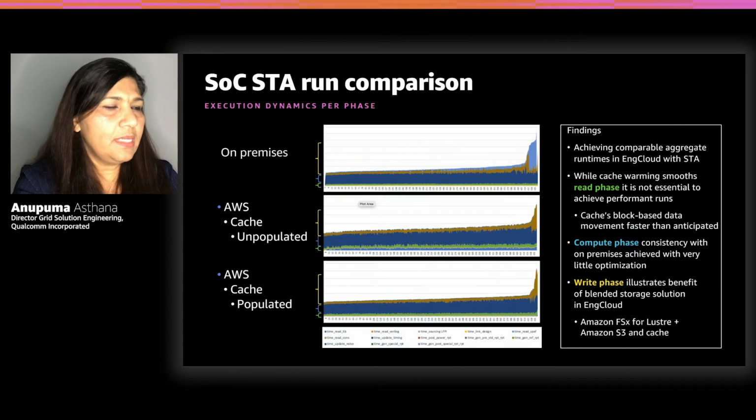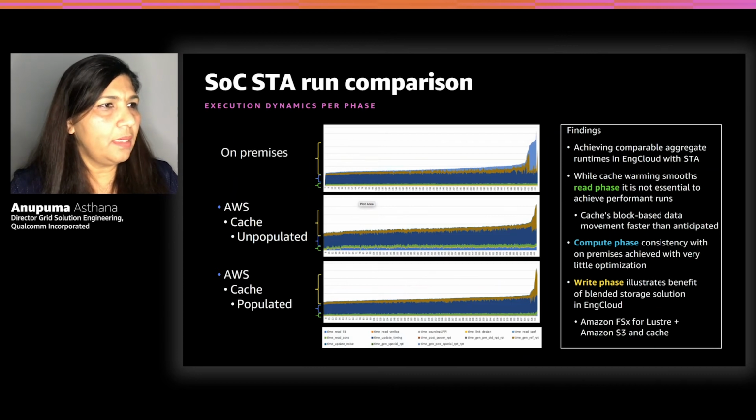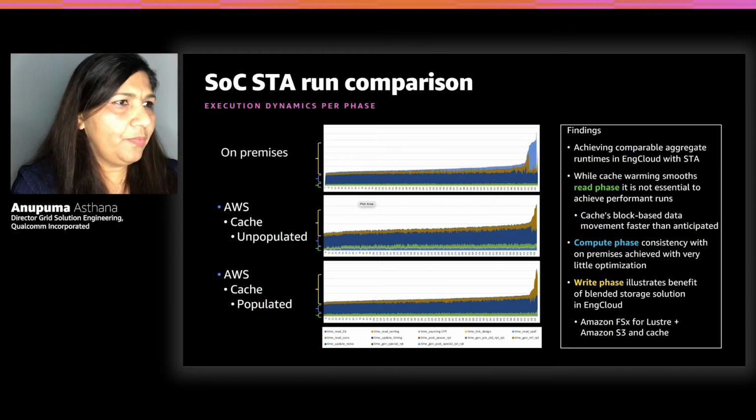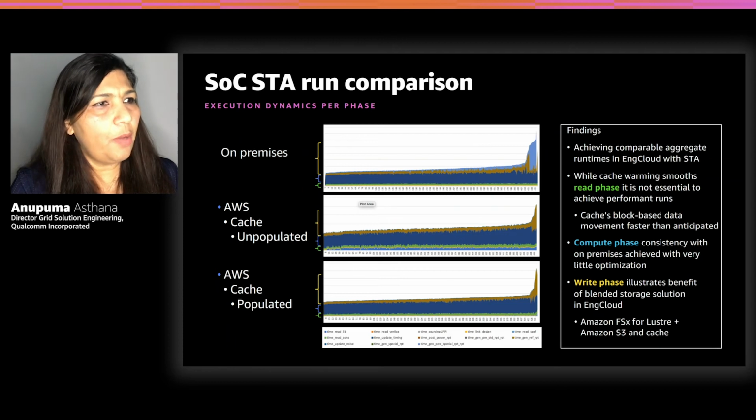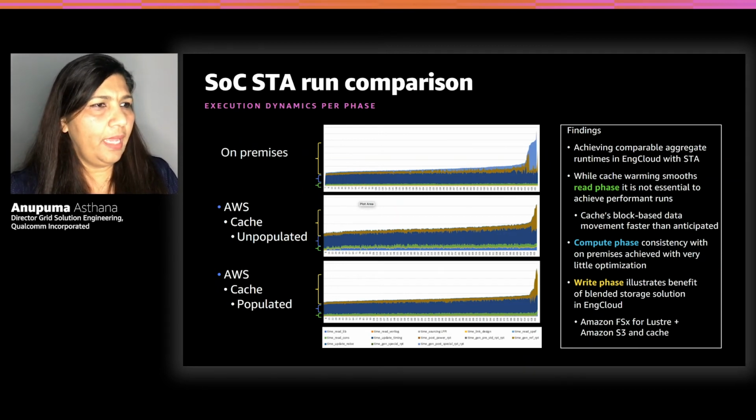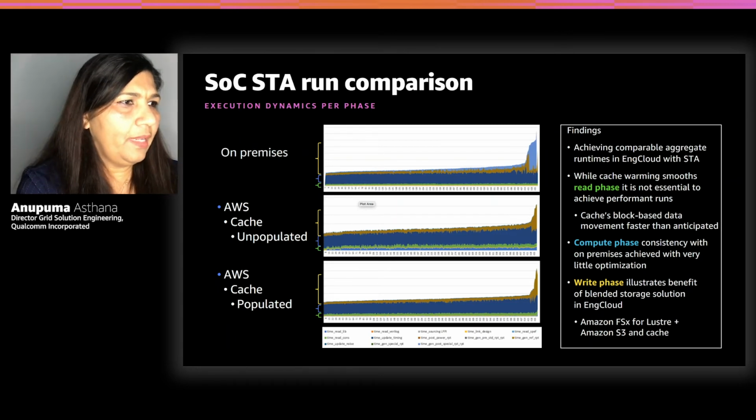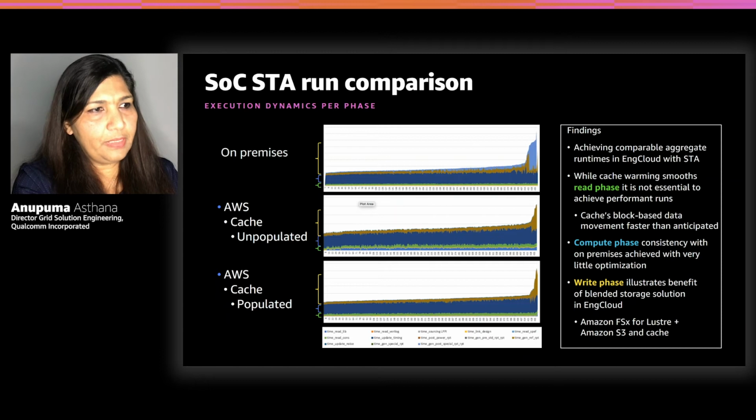The results are shown as comparative runs on the screen. If you look at the on-prem, the runtimes are in aggregate comparable to what you see on-prem. Also, when we were initially populating the cache, we did not see a major impact from cache read operations. The compute phase was quite similar to what you would see in the cloud. And the write phase between the S3 solution and the Lustre performed really well to meet the objectives of the workflow experiment we did here.